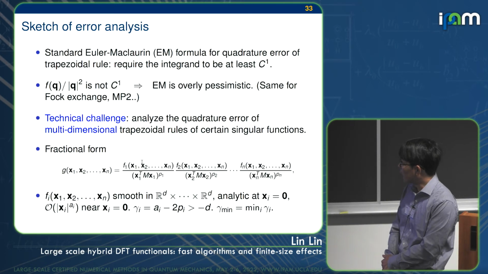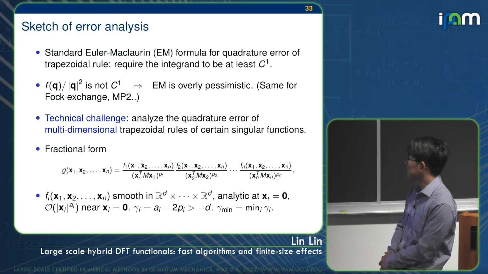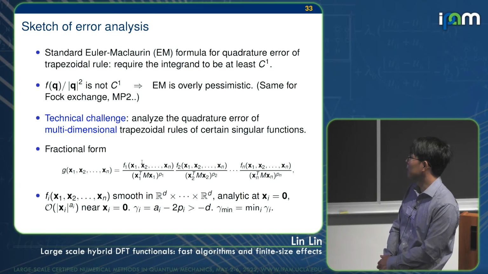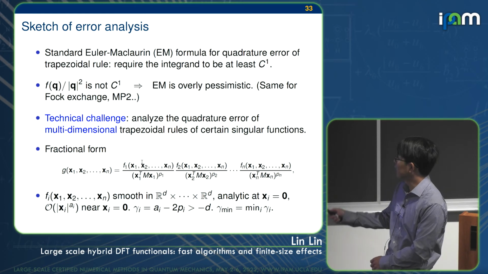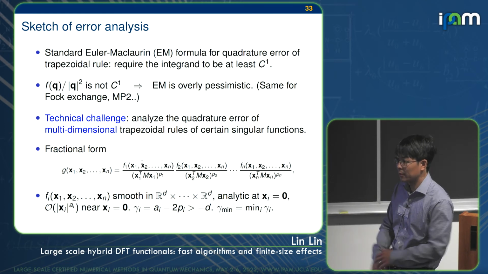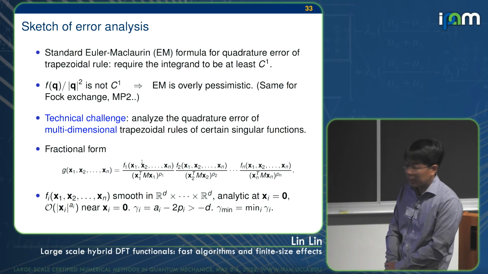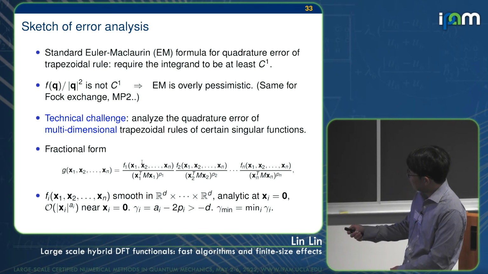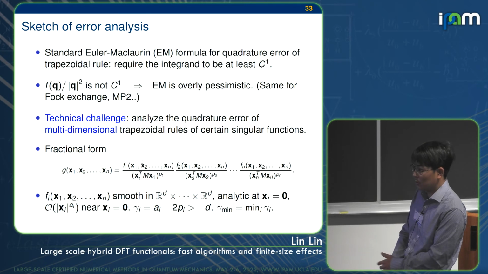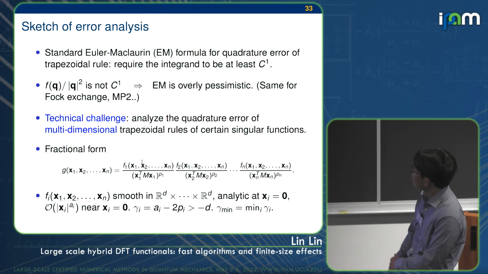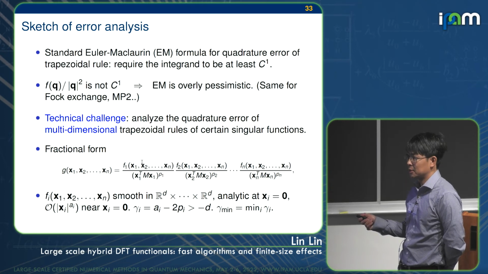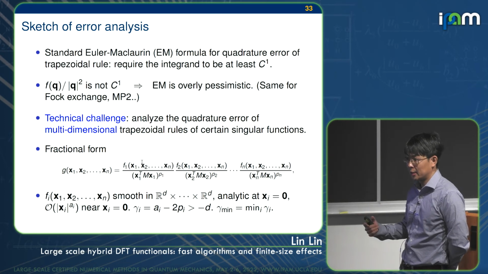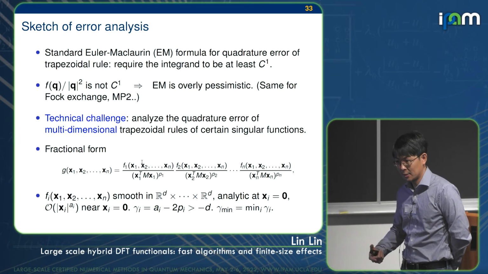The standard way for analyzing this kind of thing is called the Euler-Maclaurin formula for the quadrature error of the trapezoidal rule. The starting point is the integrand needs to be at least C1. And then you start to talk about business. But the problem is fq over q squared, even after correction, is not C1. So the Euler-Maclaurin analysis gives you an overly pessimistic result. Note that I'm not saying the scheme doesn't converge. The scheme still converges, but the error analysis is very bad.